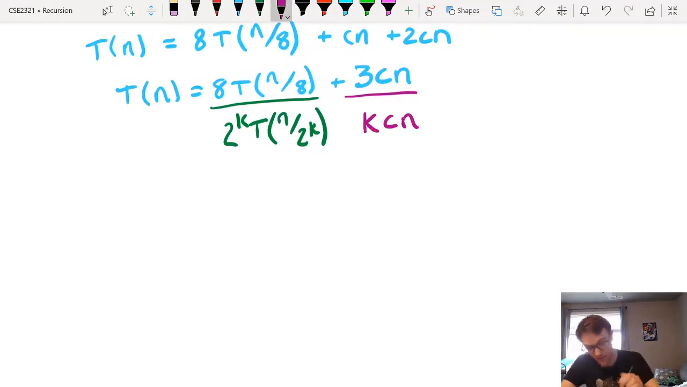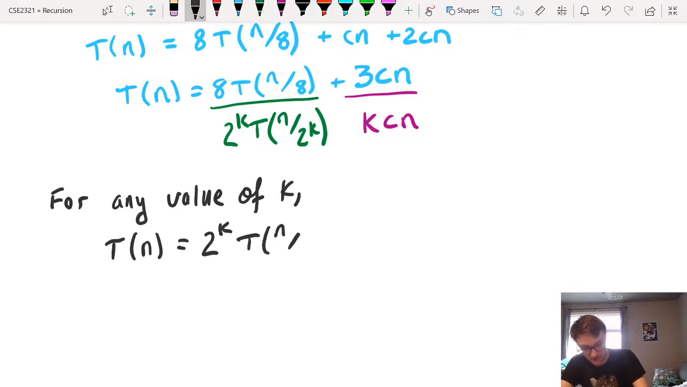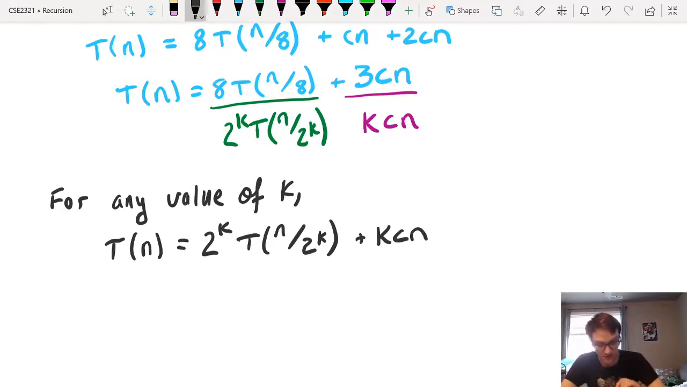So we've identified a pattern here. So let's write that down. For any value of k, we have t of n equals 2 to the k times t of n over 2 to the k plus k times c times n.